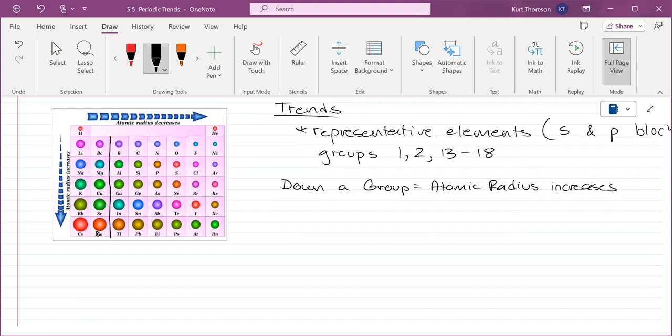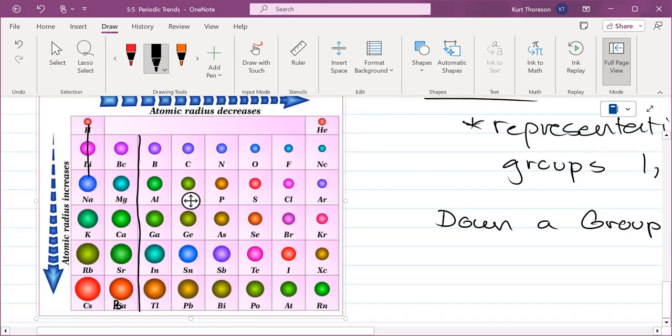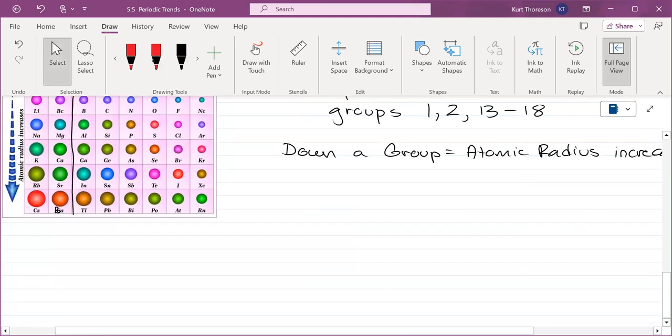I want you to check this out. I'm going to teach you guys how to draw the entire first column. I'll actually draw the atoms. And I want you to see for yourself how they're getting bigger and bigger as you go down. So I want to show you how these atoms, from hydrogen to lithium to sodium to potassium to rubidium to cesium, are getting bigger and bigger. So in order to do this, I need to teach you how to draw atoms.